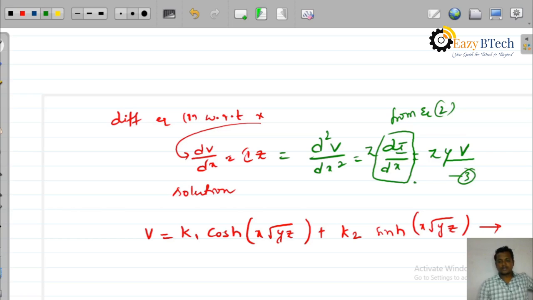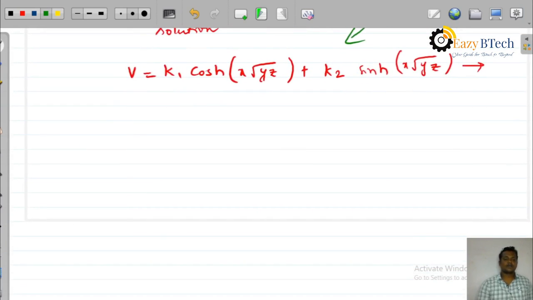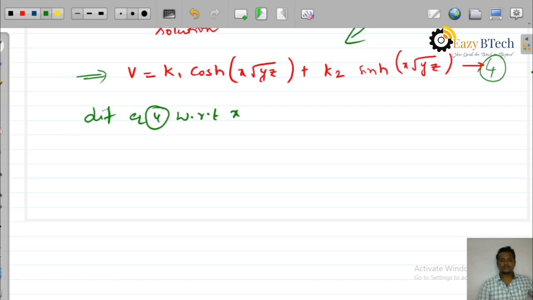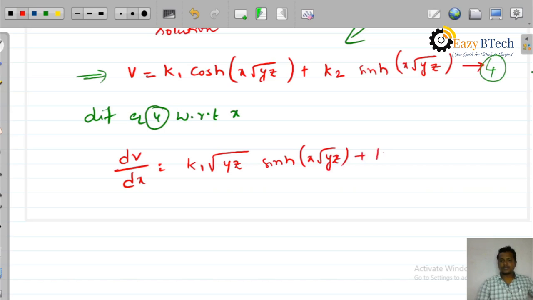Now, the solution of this equation is this one. Therefore, we get v. This is equation 4. Differentiate equation 4 with respect to x, we get dv by dx equals k1 root yz sin h x root yz plus k2 into root yz cos h x root yz.